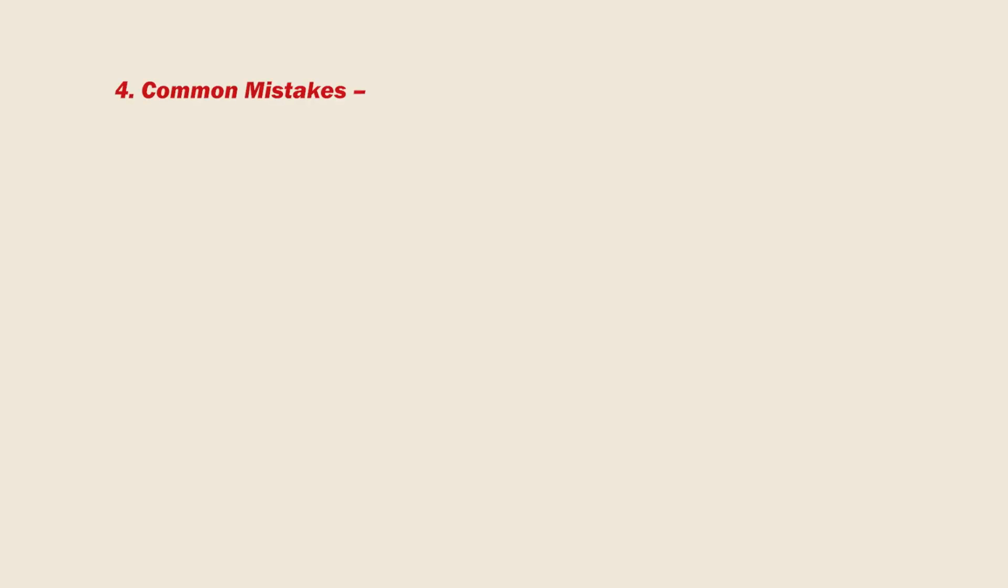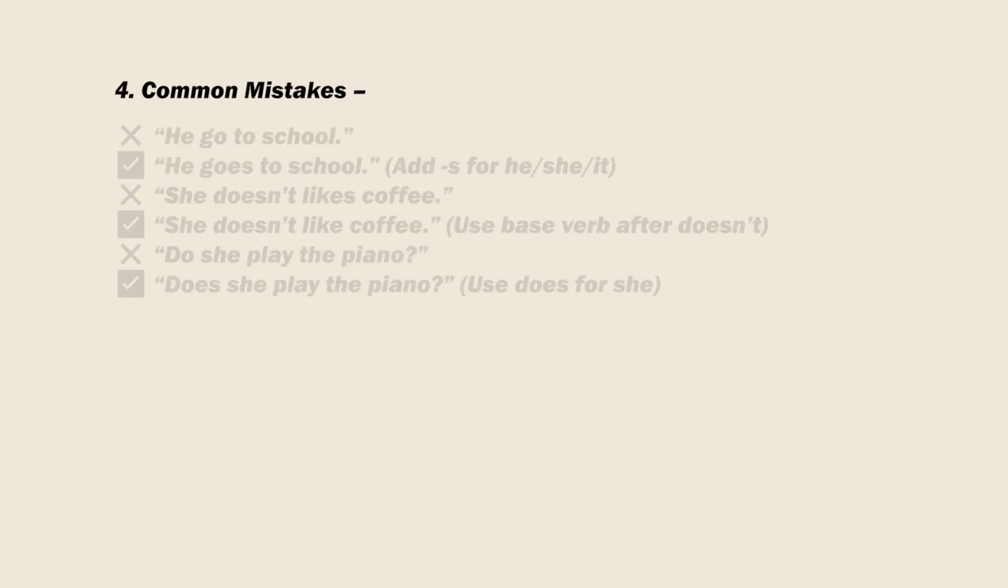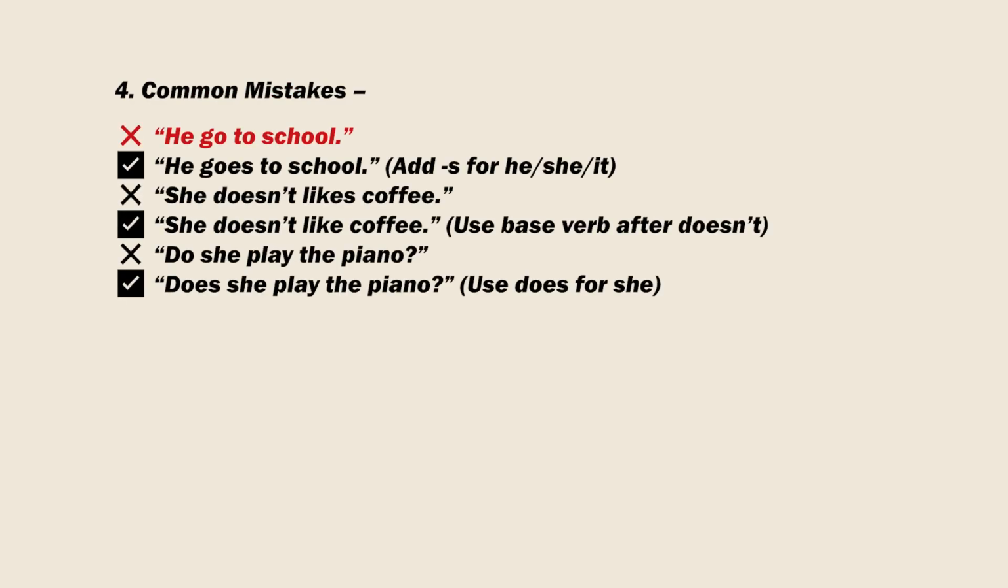Let's see some common mistakes. "He go to school" is wrong. "He goes to school" is the correct one. "She don't like coffee" is wrong. "She doesn't like coffee" is the correct one. "Do she play the piano" is wrong. "Does she play the piano" is the correct one.